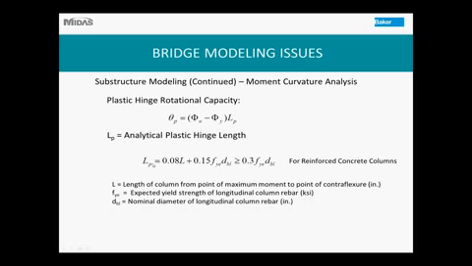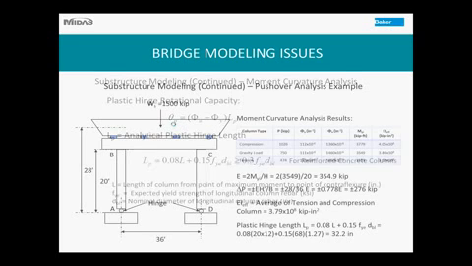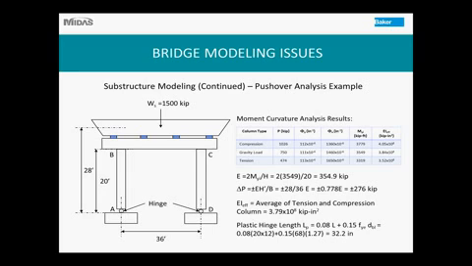For the reinforced concrete column, LP is equal to 0.08 L plus 0.15 times fye times dbl. And this basically assumes that within the analytical plastic hinge length LP, the plastic curvature is constant, so that you can calculate the rotational capacity of your plastic hinge. Now, once you know the plastic hinge property, you can start doing a pushover analysis. And the pushover analysis can be done with a simple hand calculation, in the method we call the event scaling method.